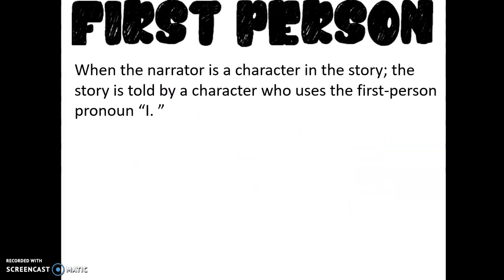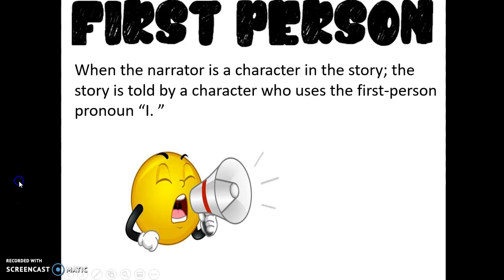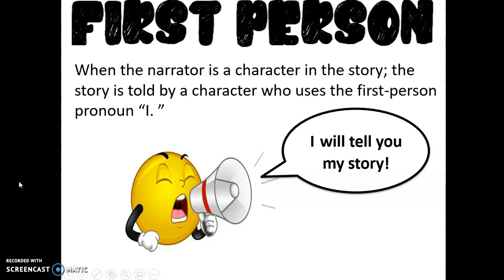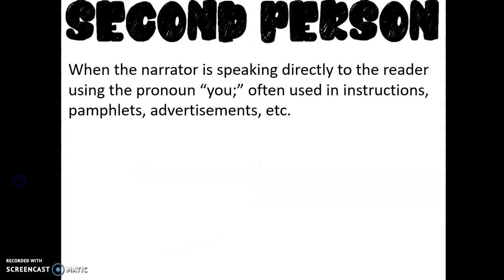Now, first person is when the narrator is the character in the story. The story is told by a character who uses the first person pronoun I. So if the main character or any character in the story is telling you the story, then that's first person. I will tell you my story. I went to school. I sat in my desk, took out my pencil, and began working. That would be first person.